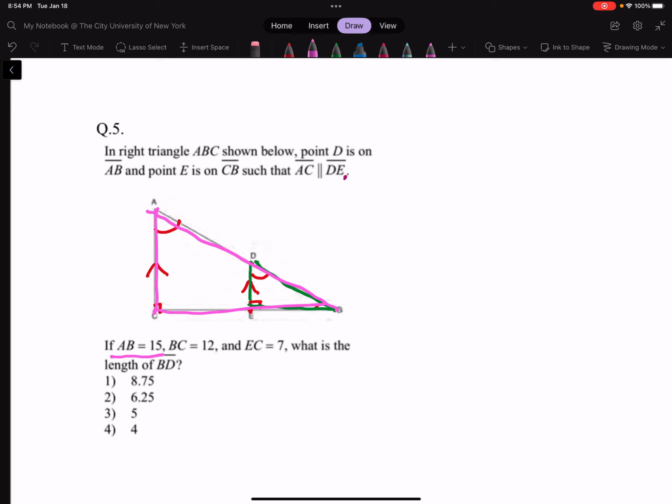Okay, so let's label them. AB is 15. This whole thing is 15. BC is 12. So this whole thing is 12. Okay.